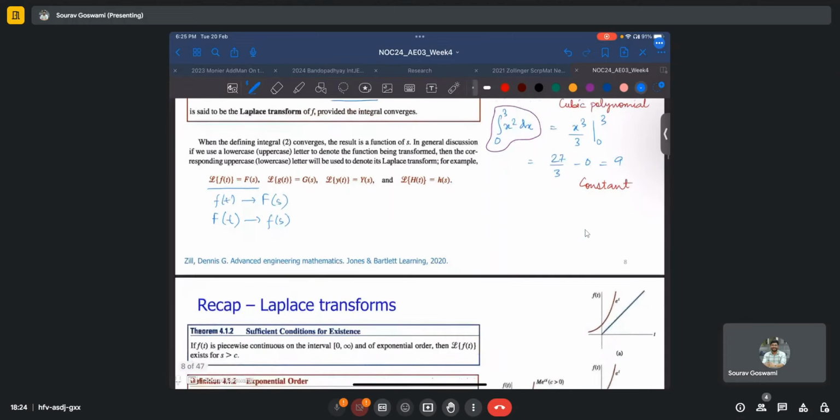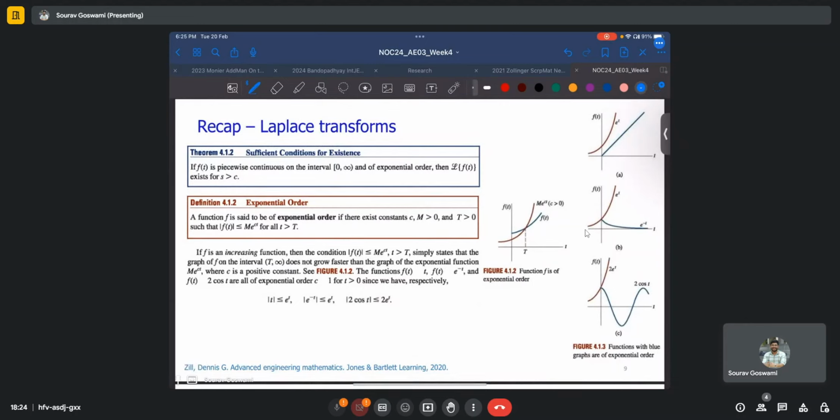Some theory, just to be rigorous. The sufficient conditions for existence of a Laplace transform of any function f of t is that the function has to be piecewise continuous on the interval 0 to infinity, and it has to be of exponential order. Then the Laplace transform will exist for some s greater than c.